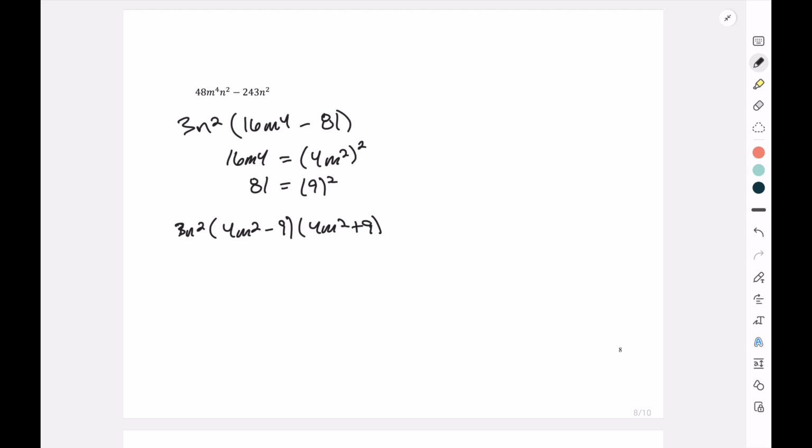But since we still have another difference of squares, we can keep going. And we can see that 4m squared would equal 2m squared, and 9 would just be 3 squared. And so our answer would be 3n squared, 2m plus 3, 2m minus 3, and 4m squared plus 9.